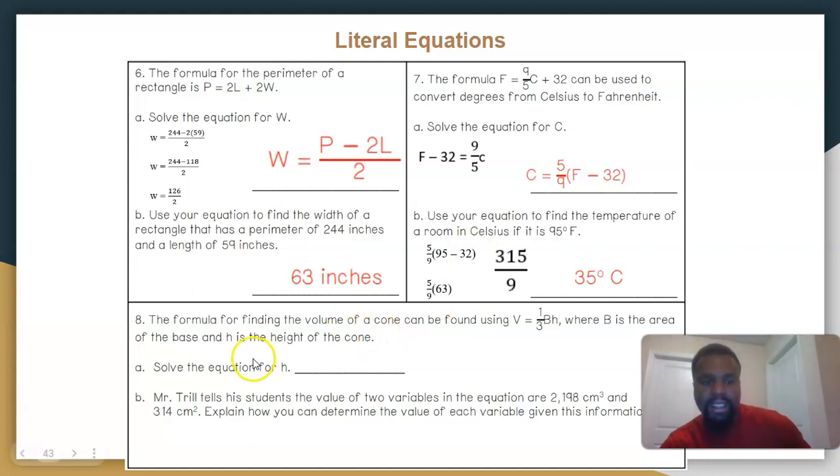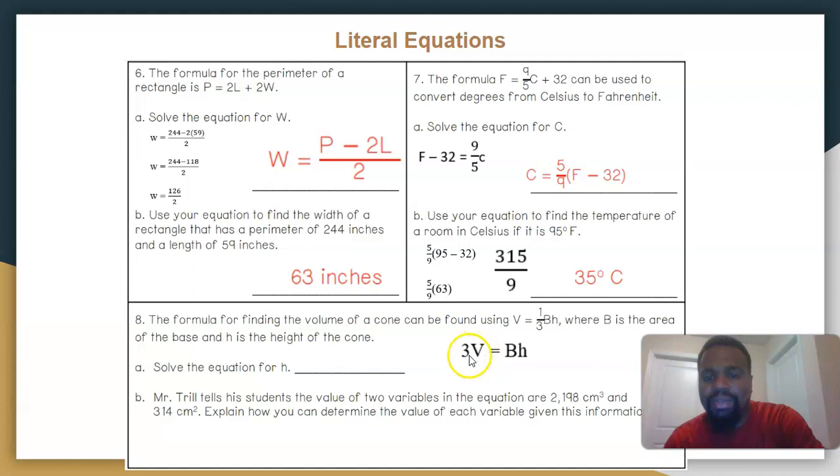For number 8, all right, this is the formula of the volume of the cone, and we want to solve for h. We want to get h by itself. Well, in order for us to get h by itself, let us first go ahead and get rid of the 1/3, because that's 1/3 times b times h. So when we want to get rid of the 1/3, we divide by 1/3. When we divide by 1/3, we multiply by the reciprocal. So the reciprocal of 1/3 is 3, all right?